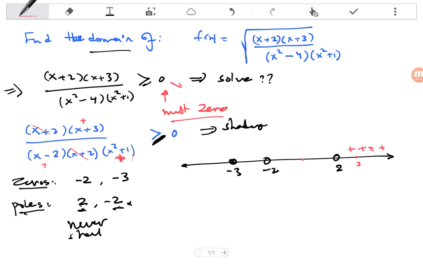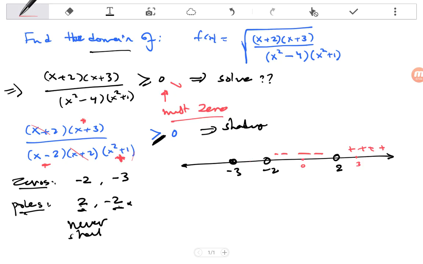For a point between negative 2 and 2, I will choose, for example, 0. When I choose 0, I will find that will be positive, that will be negative, and I cancel before these two, and that will always be positive. So I have the positive over negative, so that will be negative.